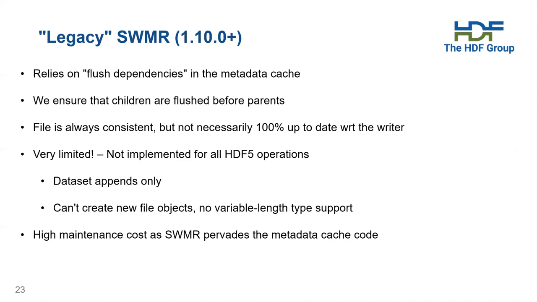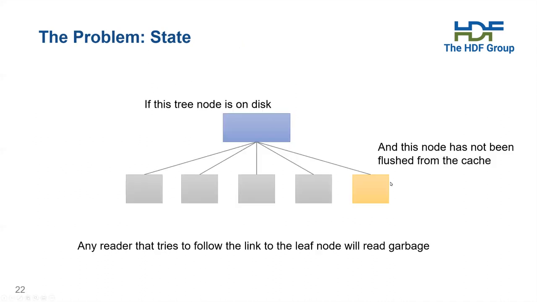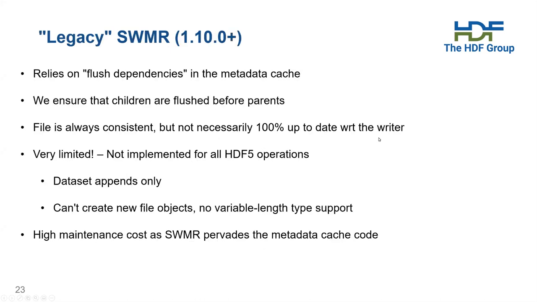So Legacy SWMR was what we had implemented before in 1.10.0. That relied on flush dependencies in the metadata cache, and that just ensured that children were flushed before parents, so that when a reader came to inspect this metadata on the disk, it always saw a consistent state. Maybe not 100% up to date with respect to the writer, but the file was always consistent.